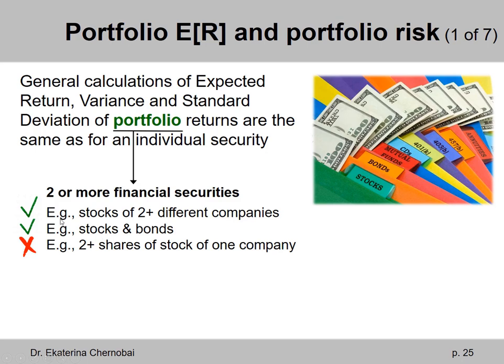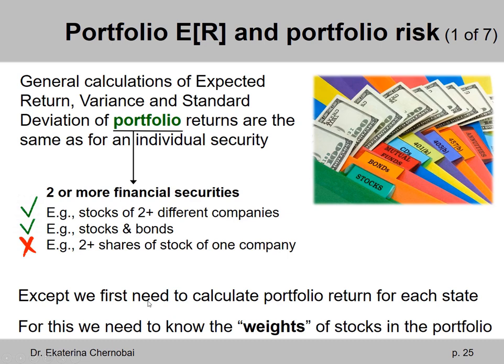It's more like stocks from at least 2 different companies. It doesn't matter how many stocks of each company you're buying. As soon as you're buying stocks from different companies, you have a portfolio. Or maybe a different example: you're buying a few stocks and you're also buying a few bonds. These are 2 different financial securities, and buying both means buying a portfolio.